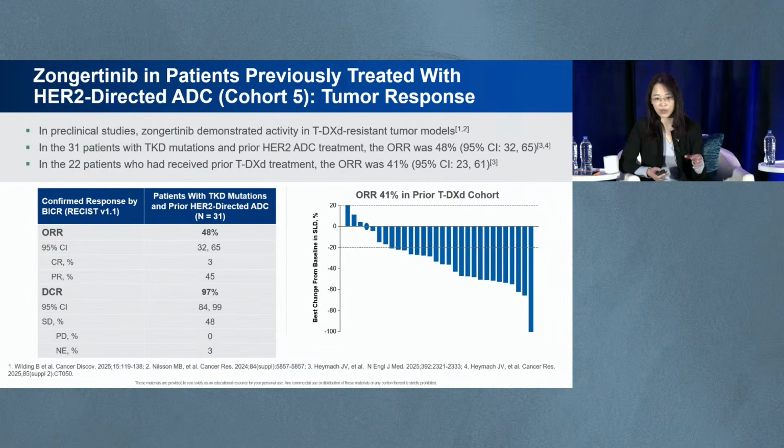In this BEAMION-LUNG01 study, we also evaluated a few other cohorts that are quite important for clinical use. The first one is cohort 5. These are patients who had not just chemoimmunotherapy but also a HER2 ADC. Here, we still see a nice response rate in the 40% range, highlighting that with different mechanisms of action, different targeted therapies, you can actually use them sequentially. Patients still derive clinical benefit.